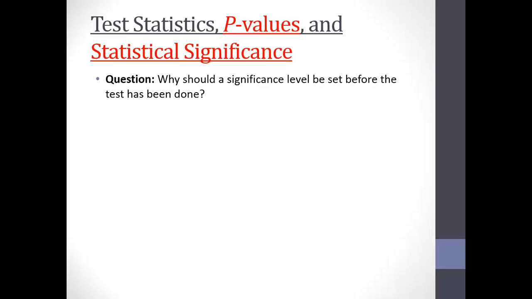Again, the question I wanted to pose to you is: why is it important to set the significance level before the test has been done? Remember, the significance level is alpha. That's what we compare our p-value to in order to make our decision. We either reject or fail to reject the null hypothesis based on whether our p-value is smaller or greater than the significance level. Can you think of why it's important to set alpha before we do the test rather than after we've done all our calculations?